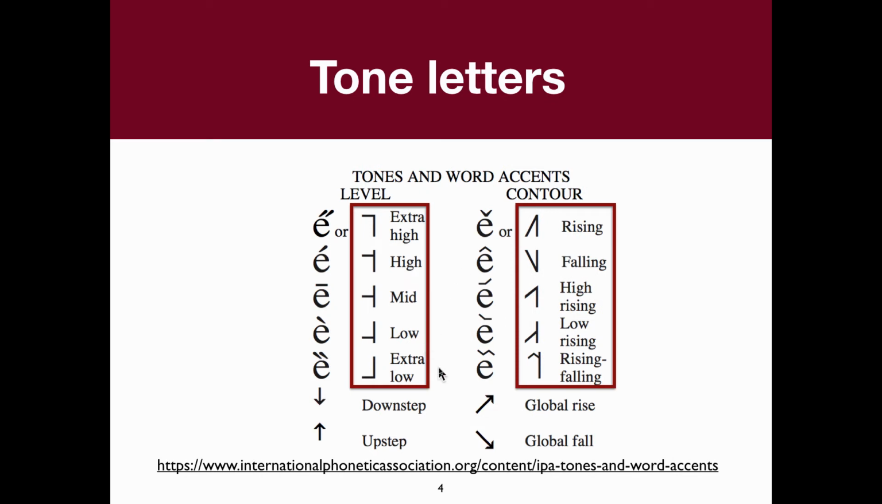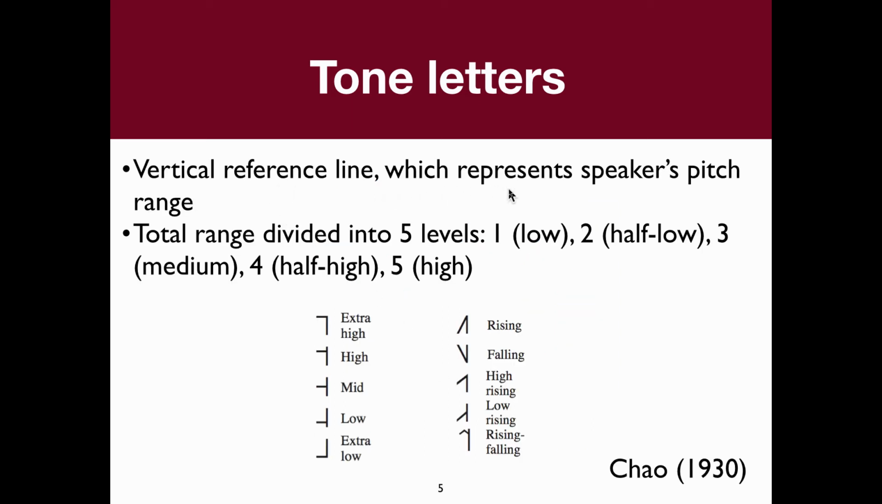This other system, these are called tone letters. The way they work is there's this vertical reference line which represents the speaker's pitch range, and the total range is divided typically into 5 levels. You can think of level 1 as low, 2 half low, 3 medium, 4 half high, and 5 high. So usually, for instance, people might say for high, this is level 5, the top of the speaker's pitch range, mid-level at level 3 over here, and then low 1. There might be a little variation in how people treat the difference between high and extra high. Extra high and extra low are pretty rare, so people in practice might draw this line pretty much at the top, even if they're indicating high.